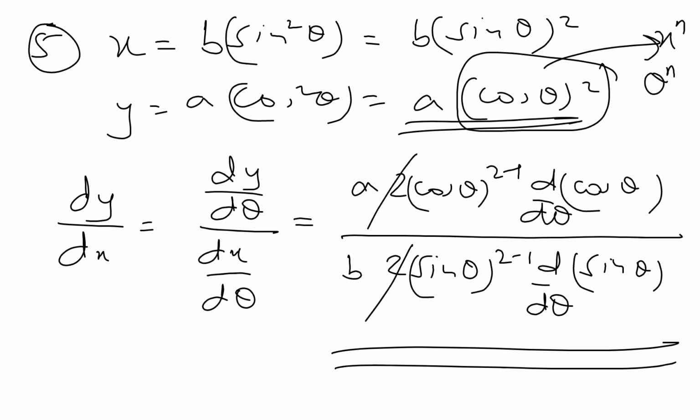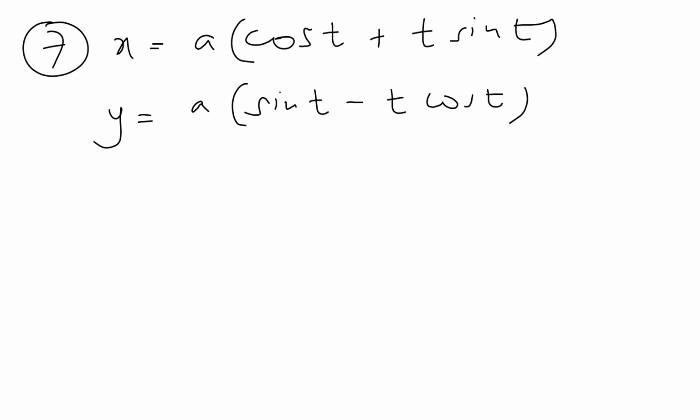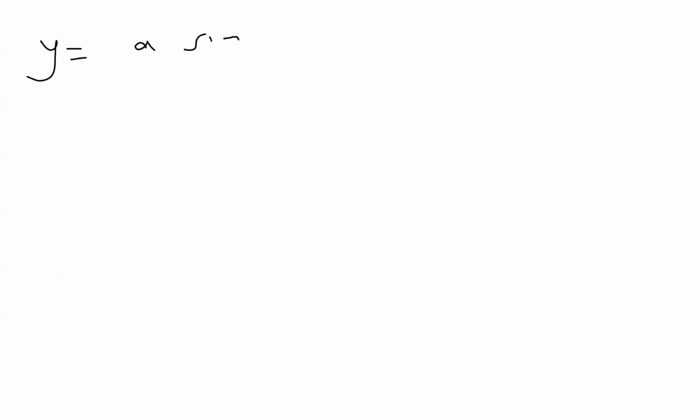Right? Question number 7. X is equal to a cos t plus t sin t. Y is equal to a sin t minus t cos t. Dy by dx is equal to dy by dt upon dx by dt, because t is the parameter over here. Okay, equation number 1. So y is equal to a sin t minus t cos t.